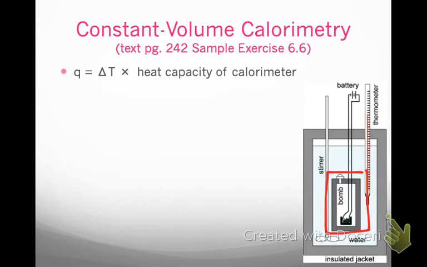Now, with constant volume calorimetry, the equation is not taking into account the C sub P of water, because each of these types of calorimeters will have their own heat capacity. So all you need to do to figure out the heat absorbed or released is look at the delta T of the water and multiply it by the heat capacity of the calorimeter.